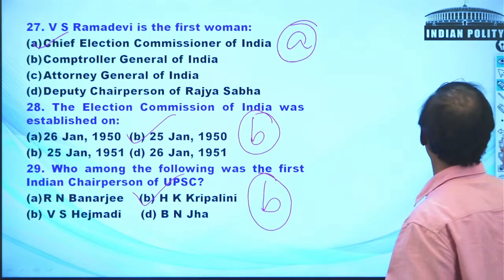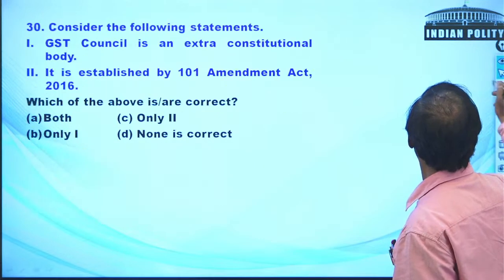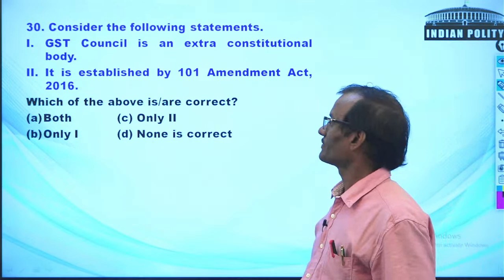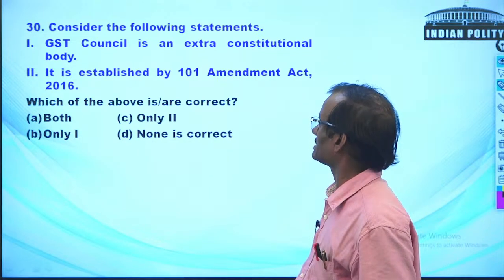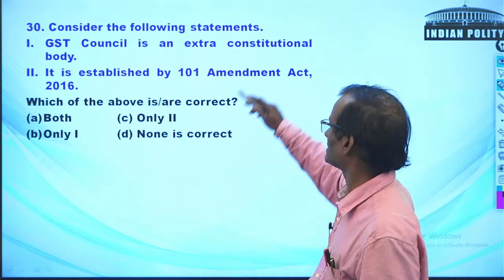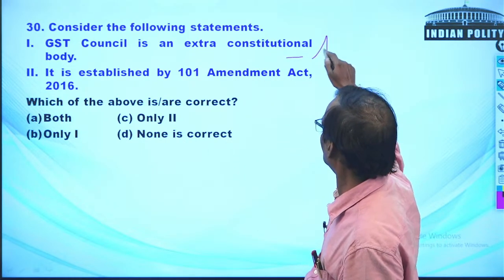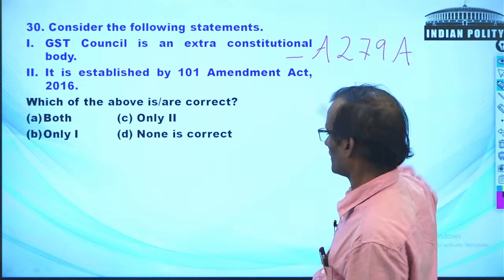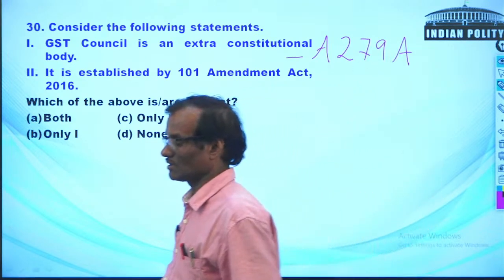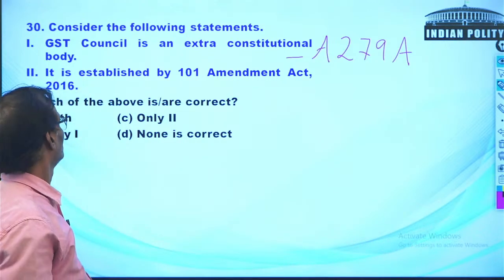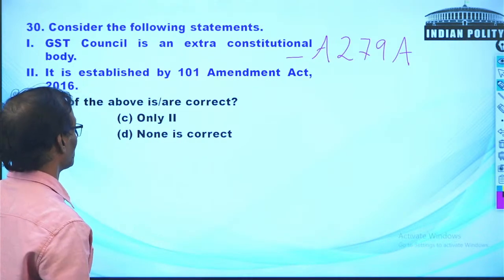Now question number 30, the last question of the session. Consider the following statement: GST Council is an extra constitutional body. Do you agree? No, because it is mentioned in Article 279A, added by the 101st Constitutional Amendment Act 2016. It is established by the 101st Constitutional Amendment.